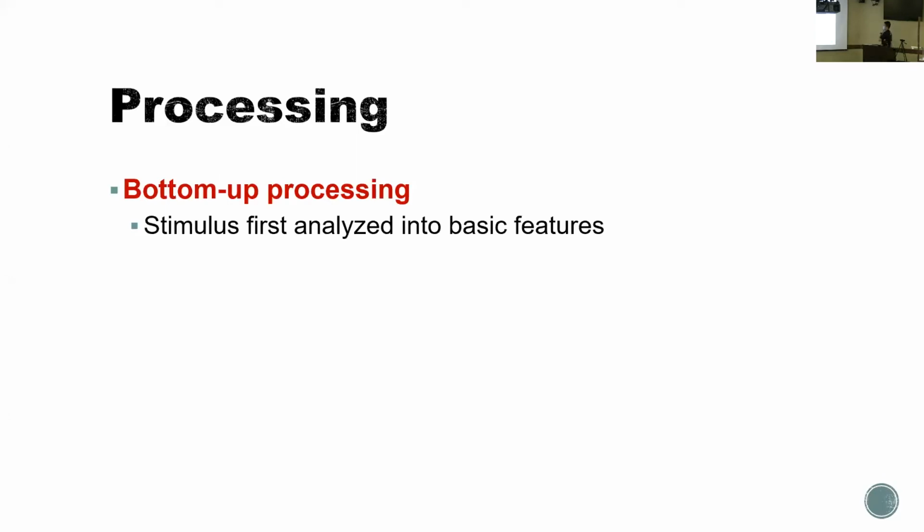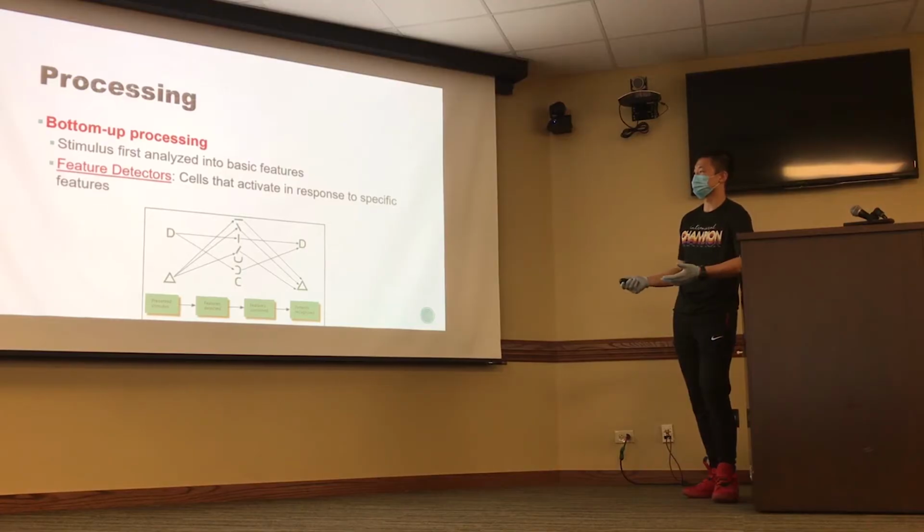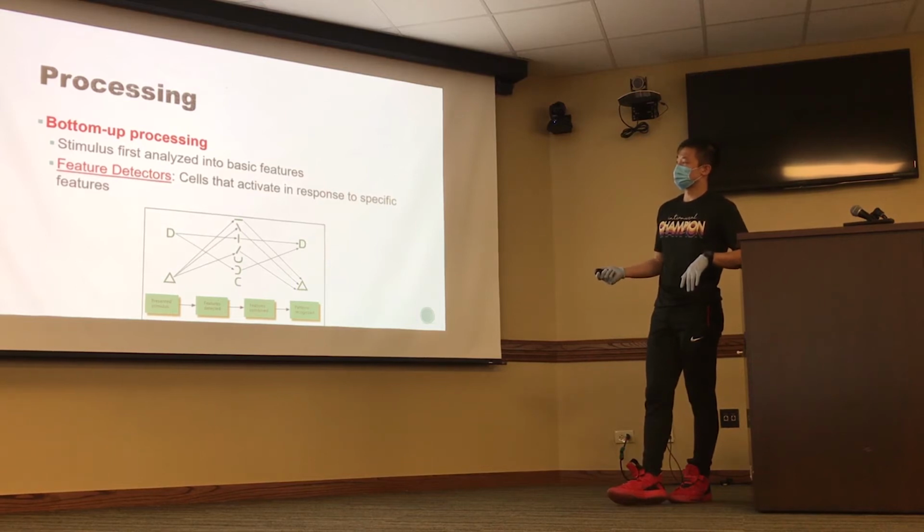So for bottom-up processing, the stimulus is first analyzed into basic features. We have feature detectors. Those are cells that activate in response to specific features. So here is an example. When we see the letter D, we will dissect this into a straight line and this curve. So we have all these pre-existing ideas, and then we match them, and it forms a D. And then a triangle will be the three lines here, and it forms a triangle. So those are our feature detectors.